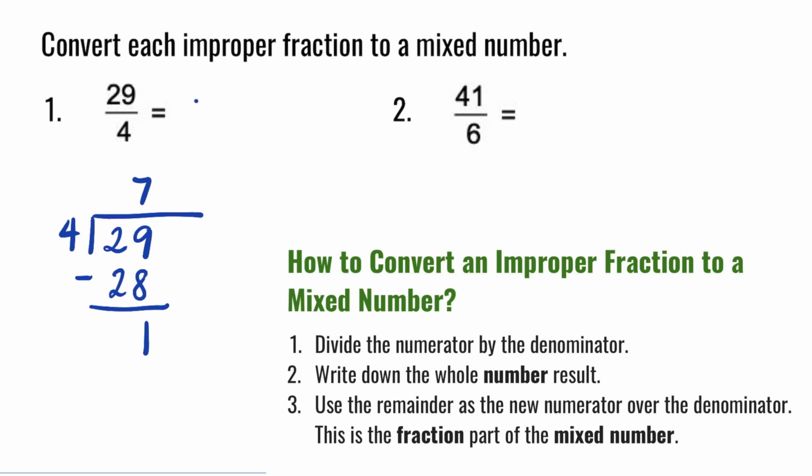So 7 is the whole number. The remainder 1 is the numerator. And divisor is 4. So the equivalent of 29 over 4 in mixed number is 7 and 1/4.